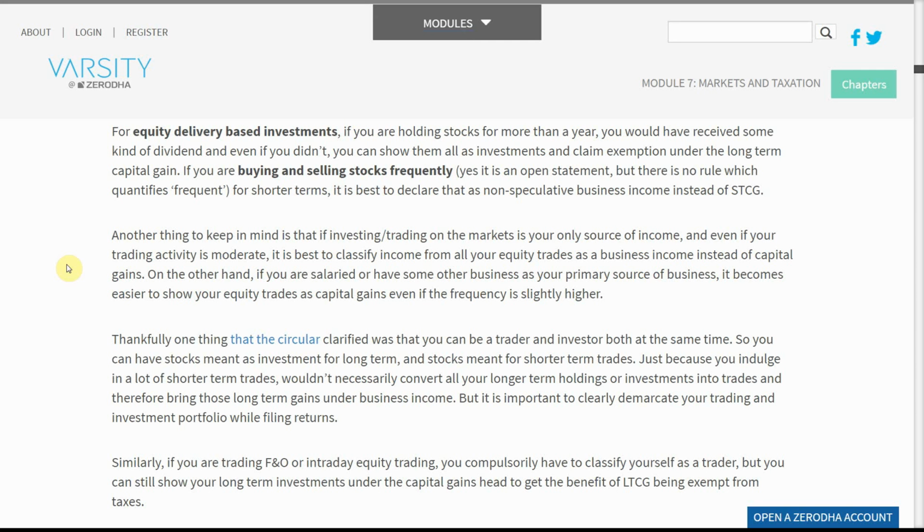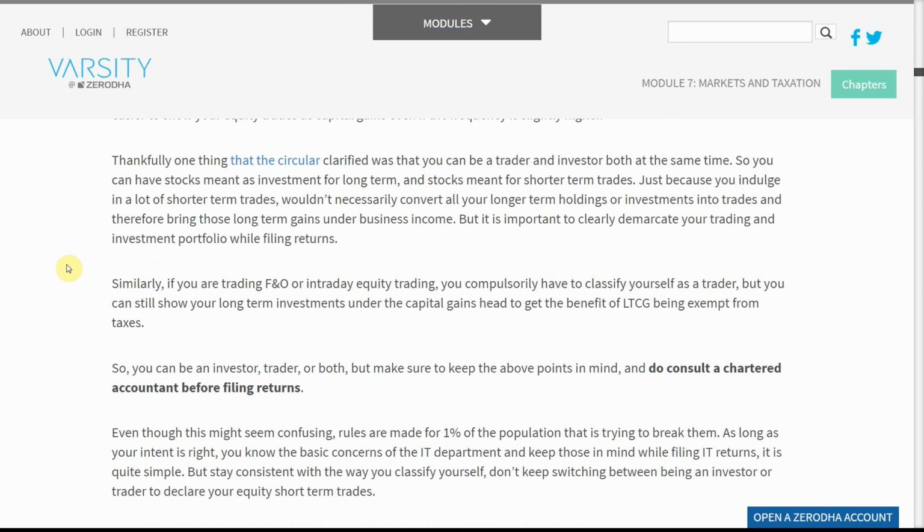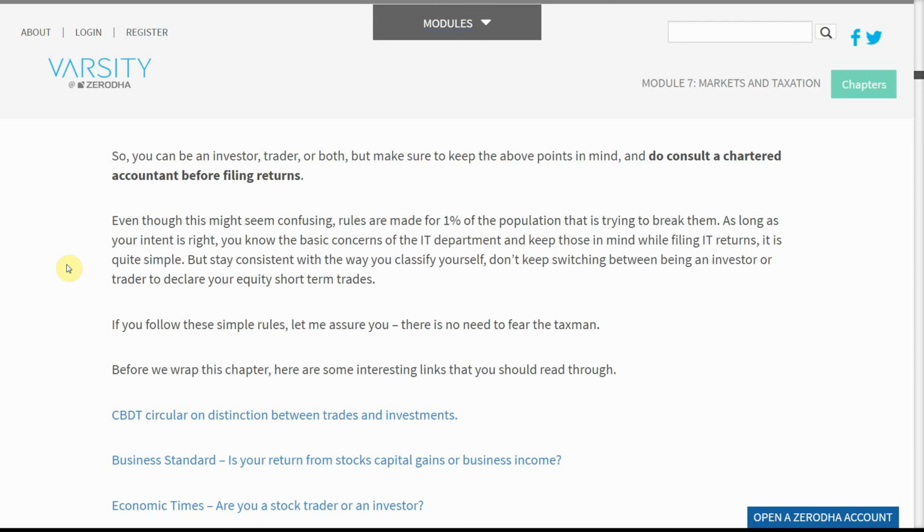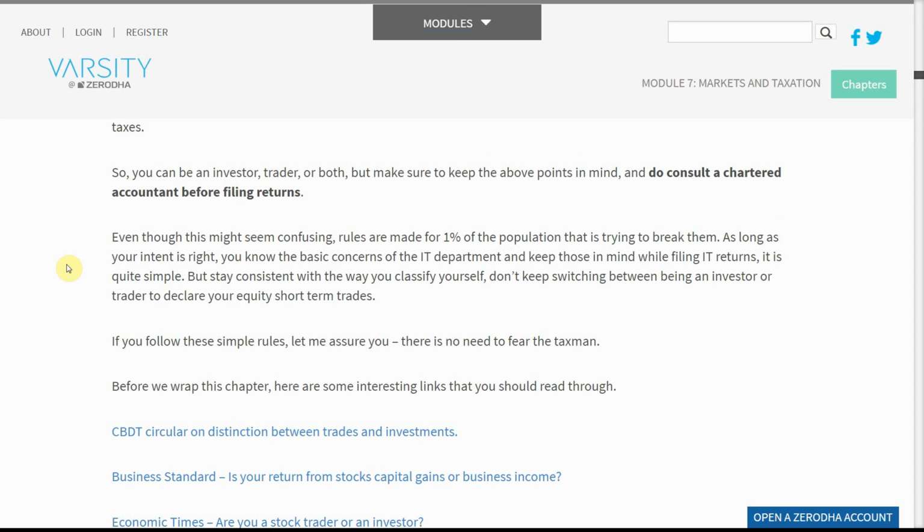Another thing to keep in mind is that if investing, trading on the markets is your only source of income, and even if your trading activity is moderate, it is best to classify income from all your equity trades as a business income instead of capital gains. On the other hand, if you are salaried or have some other business as your primary source of income, it becomes easier to show your equity trades as capital gains even if the frequency is slightly higher.